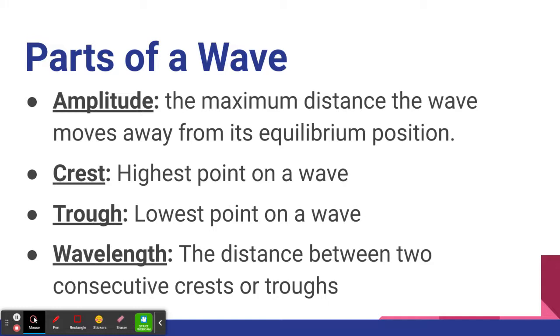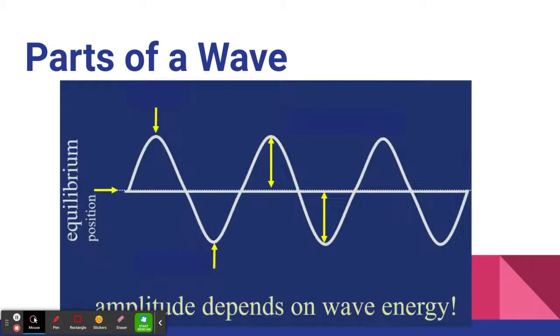Then you have the crest. This is the highest point on a wave. Trough, the lowest point on a wave. Okay, and then we have wavelength. This is the distance between two consecutive crests or troughs. So let's point this out here.